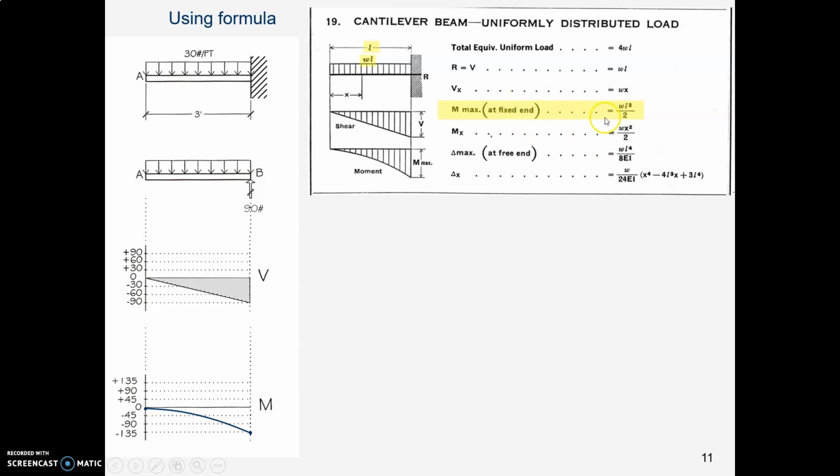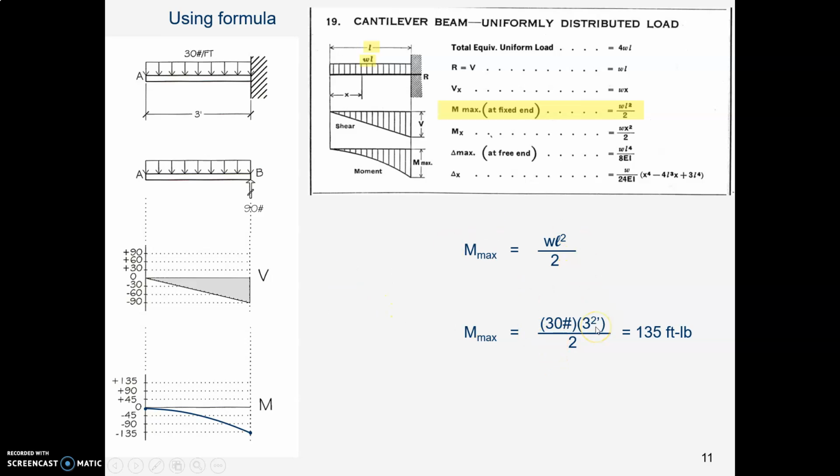Using the AISC formula, it says, first of all, here are the shapes you should have, yay! And second of all, here's the formula you could use. So we'll plug in W, what is the amount of the distributed load per foot? So that was 30, we'll plug in 30. The length of the beam squared, and all of that divided by 2. So here's 30, the distributed load, times the length squared, so 3 squared.